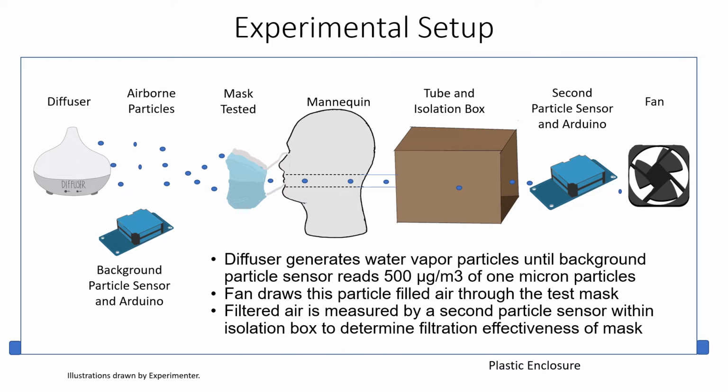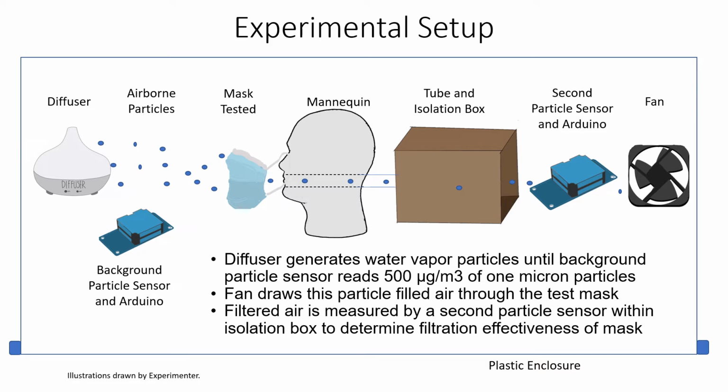The entire experimental apparatus is enclosed in a large plastic enclosure to create a controlled environment for the air particles. This enclosure is illustrated by the blue outline. The experiment uses 2 air particle sensors connected to Arduinos, which are attached to LCD displays showing the density of 1 micron particles in micrograms per cubic meter. One of the sensors, the background particle sensor, is used to measure the background density of particles floating throughout the air in the plastic enclosure. A diffuser is used to generate a high level of background fine water vapor particles.